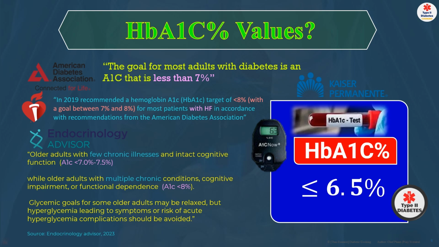And then you go to all the technology and research that they do, and they say if you are an older adult, it's 7.0 to less than 7.5, those kinds of things. If you have multiple chronic conditions, now your A1C should be less than 8.0, 8.0%. I think it's the combination of these inconsistent numbers from different organizations.